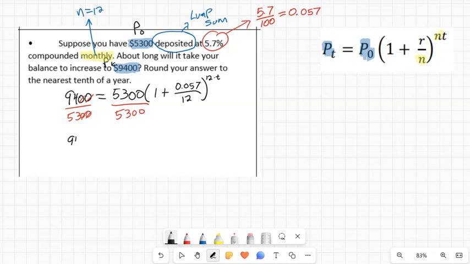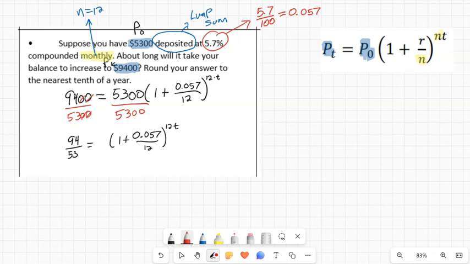So we have 94 divided by 53 equals, and then we have parenthesis, 1 plus. Now I doubt the 0.057 divided by 12 plus 1 is a nice decimal, so I'm not even going to ask my calculator to calculate it, because then I have this ugly expression that I will want to round, and I should not round until the last step. Here goes the unusual step.